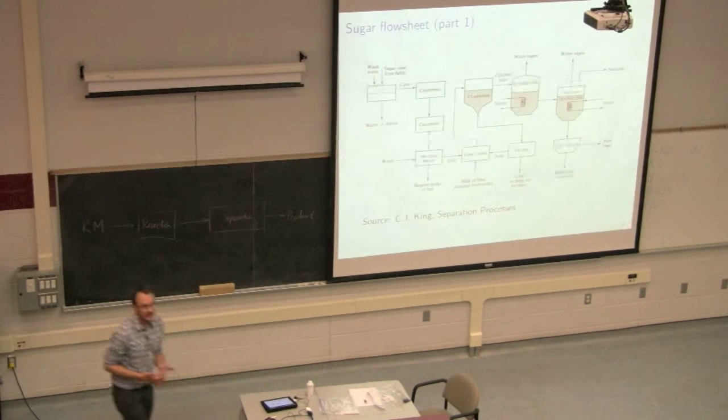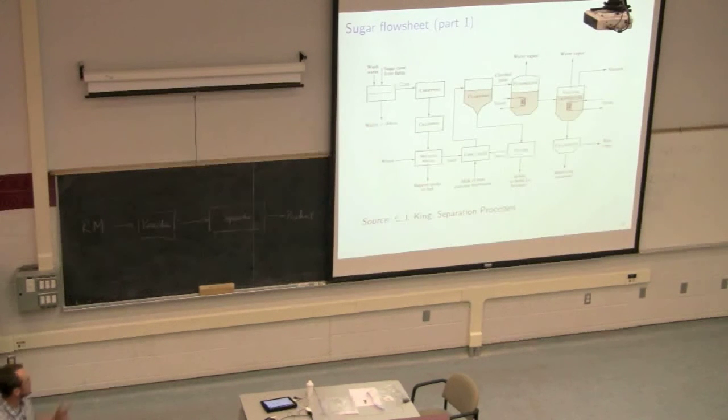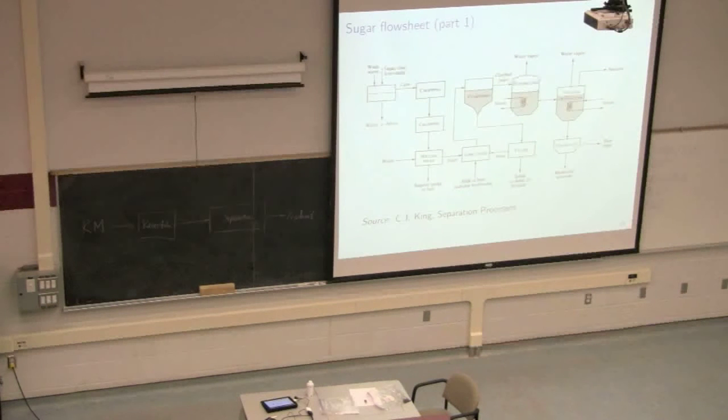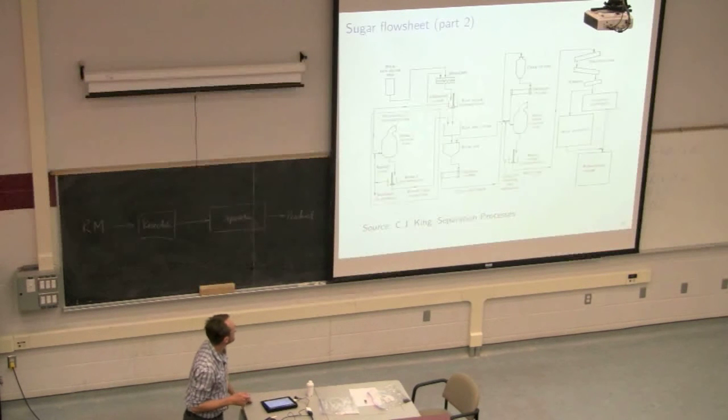So in the notes that you have, you can see this is the flow sheet from a textbook. It's not from that particular process, but all those unit ops that were shown there in the video appear in some form in this flow sheet. So I'm just going to leave it there for you to look at. There's two pages of it in the notes, part one and part two.